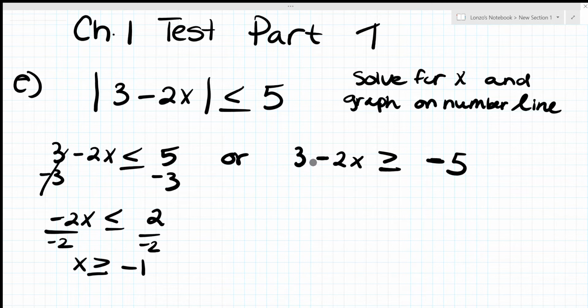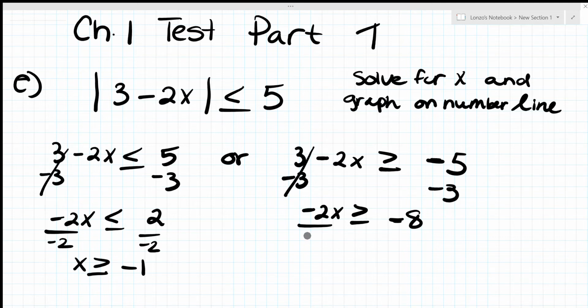Okay, now let's focus on this equation. So first step, I'm going to get rid of that 3 by subtracting 3 from both sides. This becomes -2x is greater than or equal to, what is -5 and -3? That's -8, right? Then I'm going to divide everything by -2. So what happens when you divide by a negative, the sign changes, so this is going to be less than or equal to. -8 divided by -2 is +4.